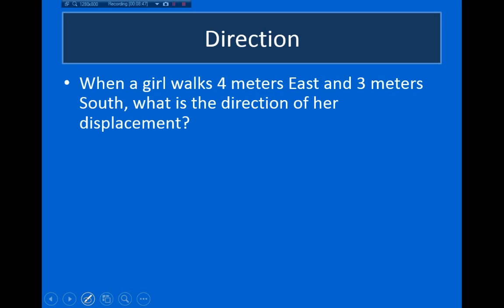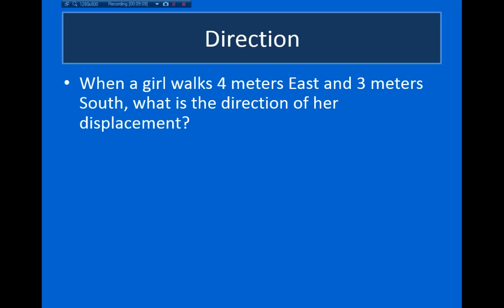So let's look at a simple example. This is the same one we had before. A girl walks 4 meters east and 3 meters south. What's the direction of her displacement? When we talk about the direction of a vector, it's very useful to just draw a picture of what's going on. So we want to use a graphical representation of the vector.